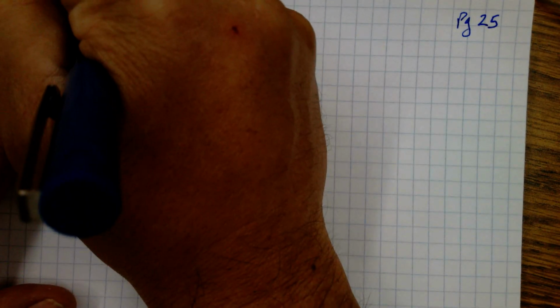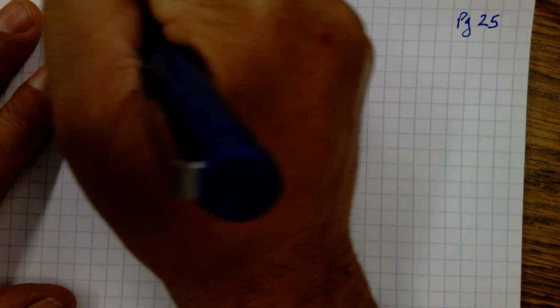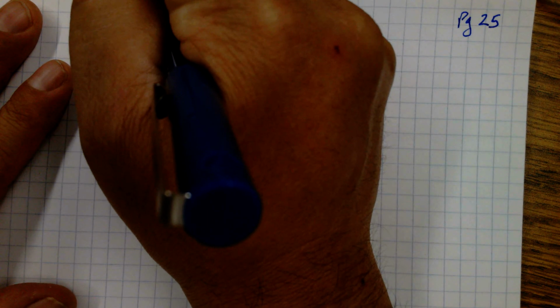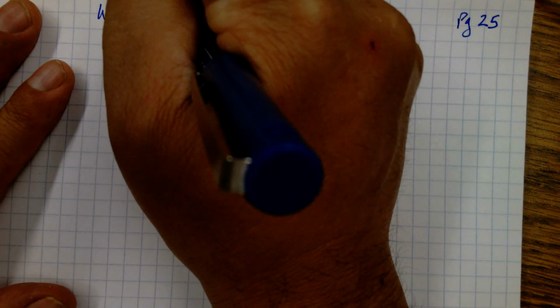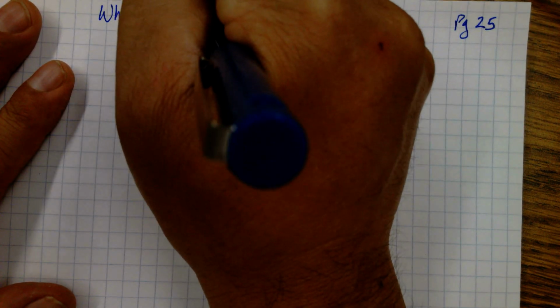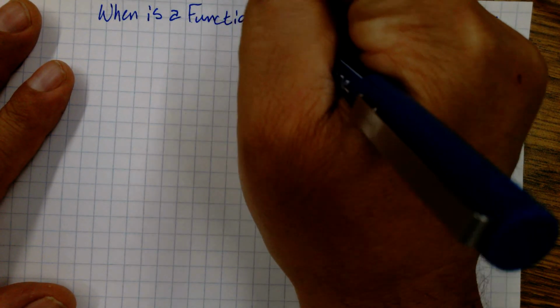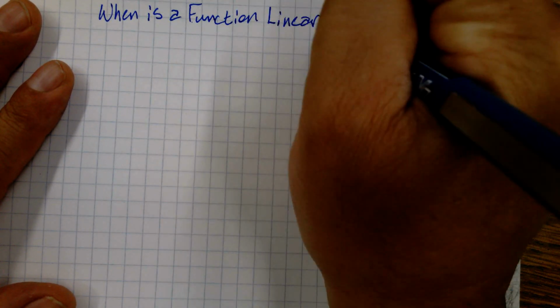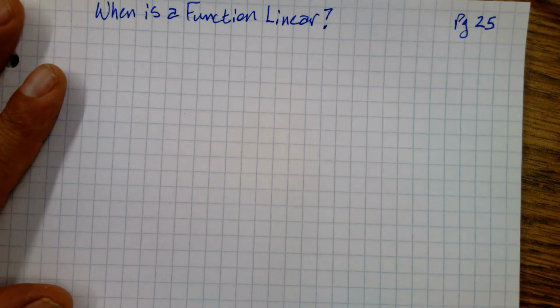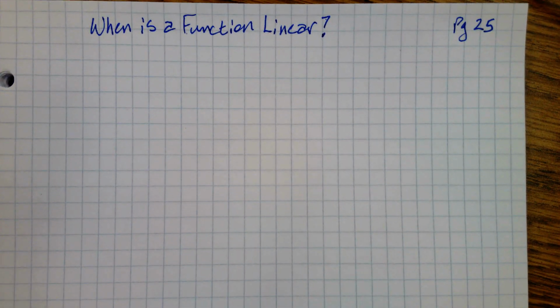So we're going to call this, when is a function linear? When is a function linear? All right. So that's the question we're going to answer.